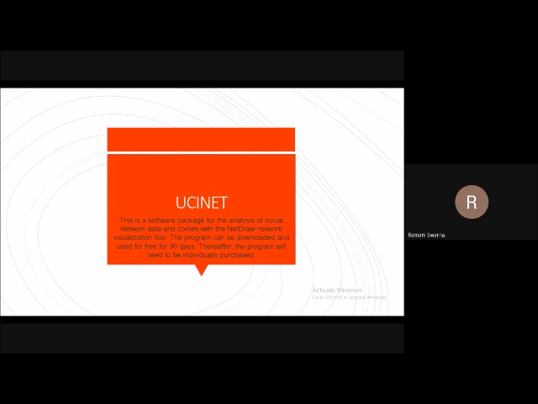UCINet, UCI is a university. They have come up with their own version of the software package, which works with NetDraw, a network visualization tool. If you download it, I don't know, tomorrow or the day after tomorrow, the individual is not available. However, I have requested a person from this university to help us understand, and they themselves are using it in bibliometrics. So, you can download this particular program.